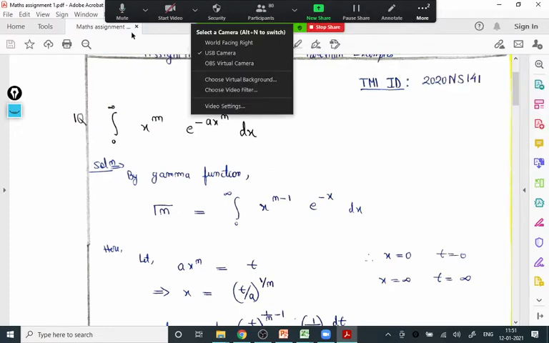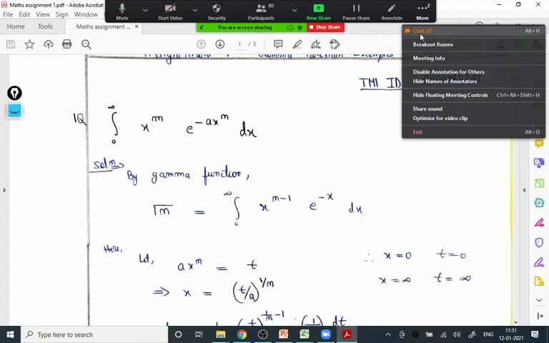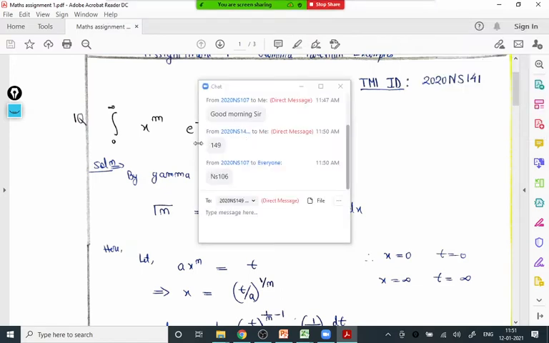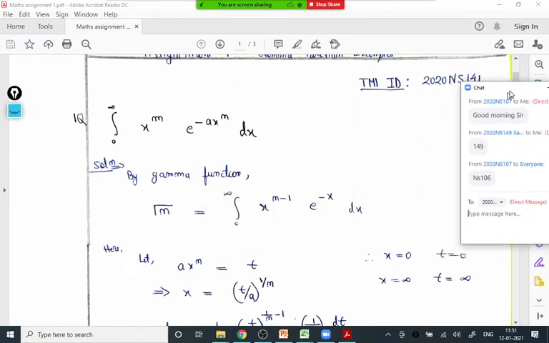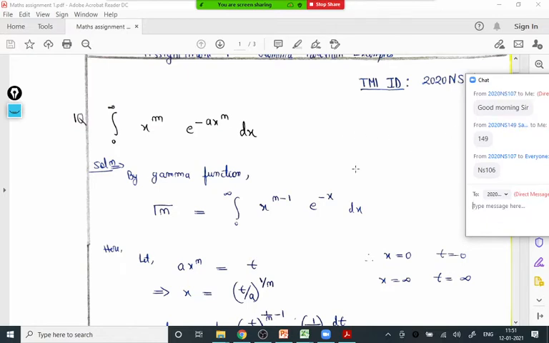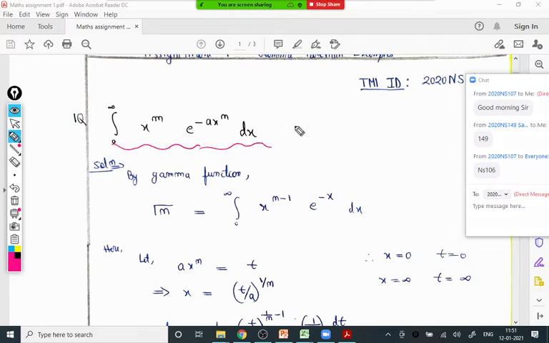I will take that on the screen. Okay, so this is the definition for gamma. Gamma m is nothing but the integral from 0 to infinity of x raised to m minus 1 into e raised to minus x dx. Our aim is to convert this integral into this form, so the power of the exponential function should be linear with a minus sign.